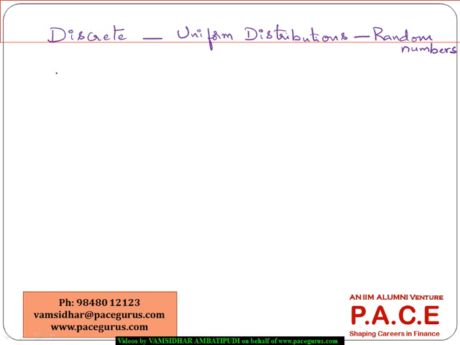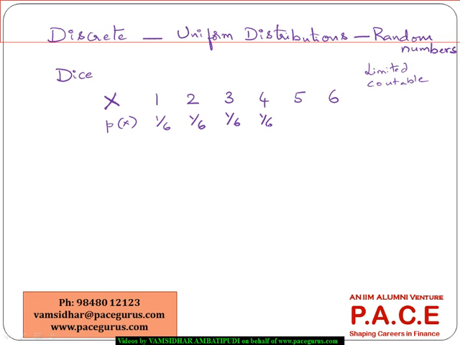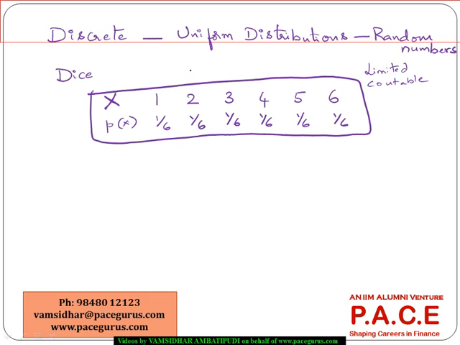Now let's take the example of a throw of a dice. The random variable x can take any value 1, 2, 3, 4, 5, 6. Because it is taking a limited set of values, a countable number of observations, x is a discrete random variable. Now what is the probability of x? What is the probability that x equals 1? 1 by 6. What is the probability that I get 2 on the dice? 1 by 6. What is the probability that I get 5 on the dice? 1 by 6. So the probabilities for x equal to 1, 2, 3, 4, 5, 6 are these numbers.